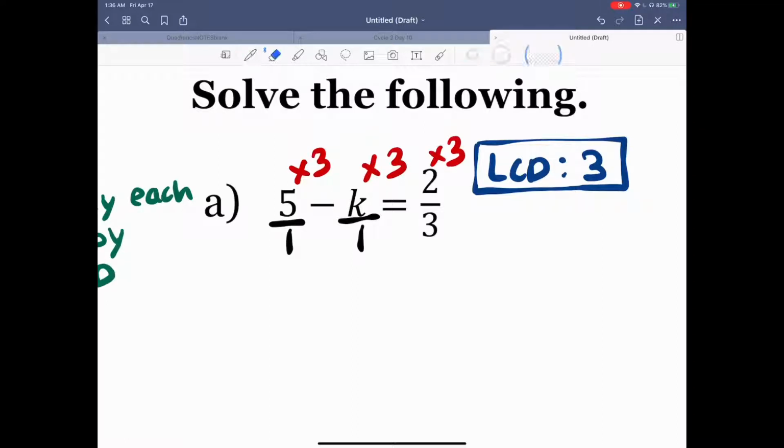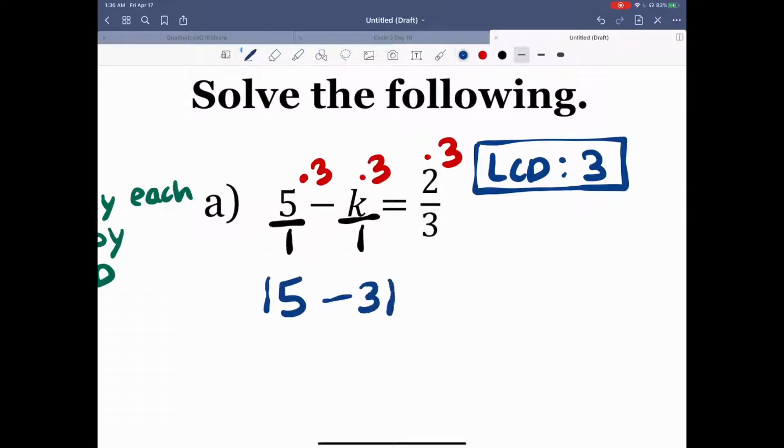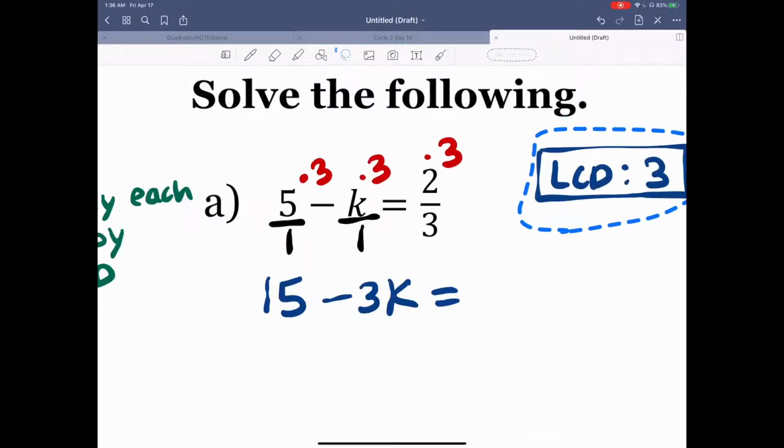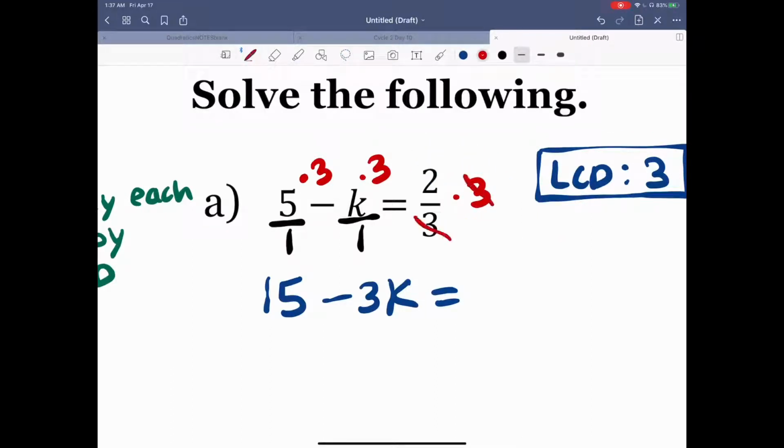Sometimes you might see me use a multiplication sign, sometimes you might see me use a dot so that you don't get confused with an X. In this case, I'm going to use the dot. So 5 times 3 is 15. 3 times k is 3k. I'm going to leave the negative there. 2 times 3 is 6. 6 divided by 3 is 2. Or you could say that the 3's would cancel out. Why? Because 3 divided by 3 is 1. 3 goes into itself once. So 2 times 3 divided by 3 reduces eventually to a 2.